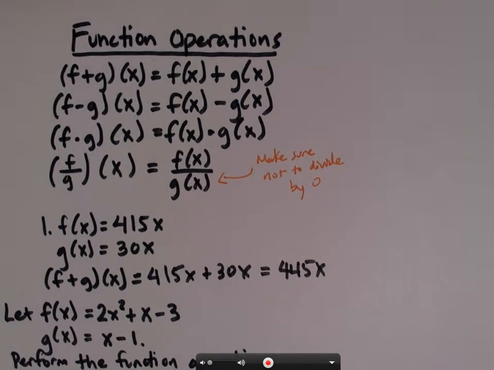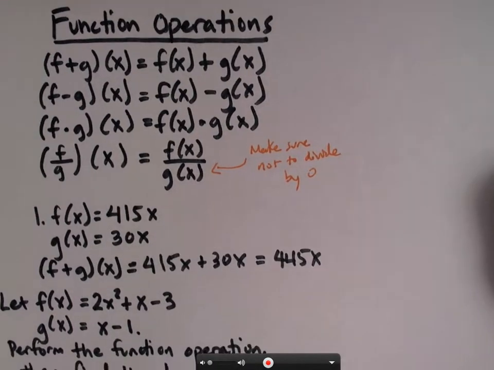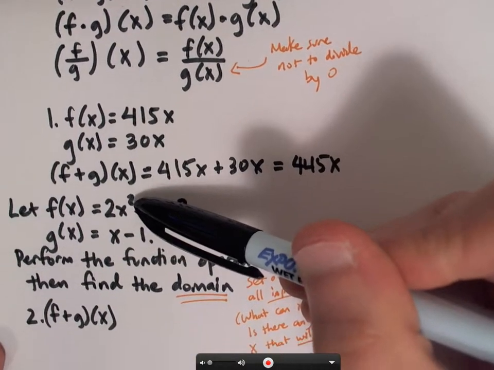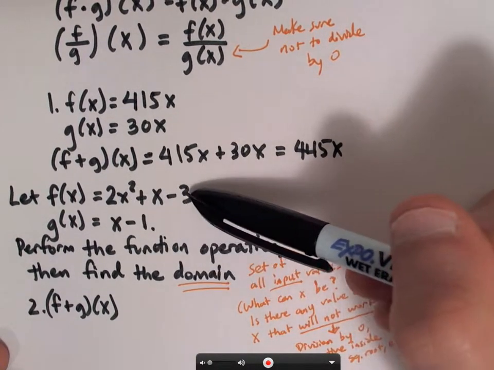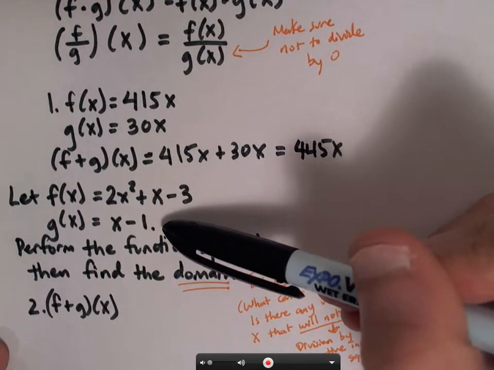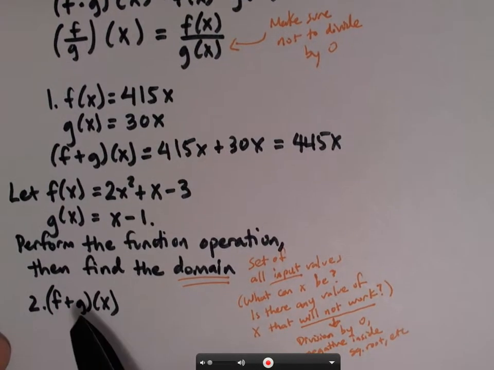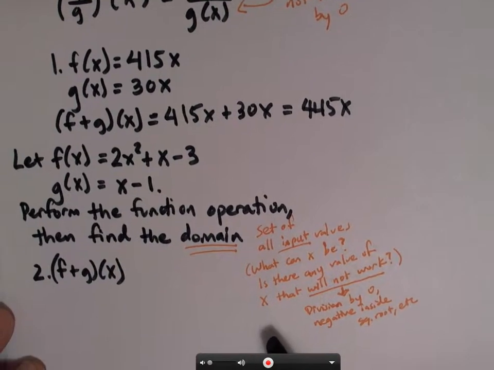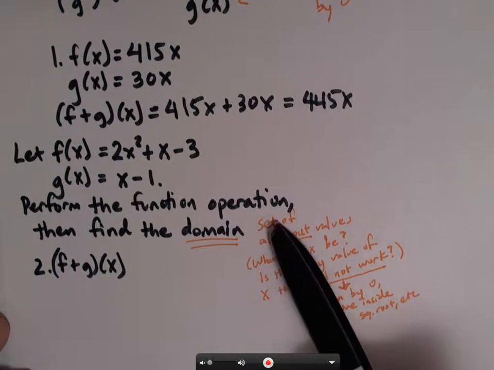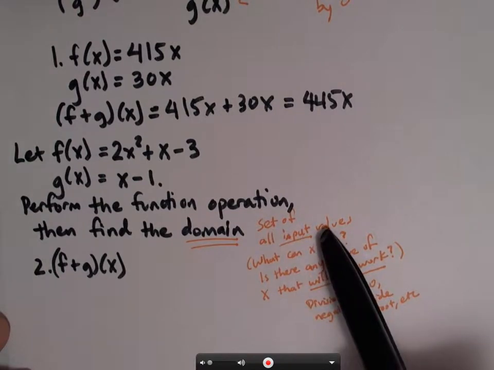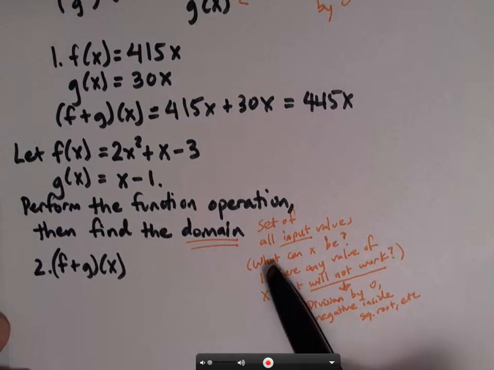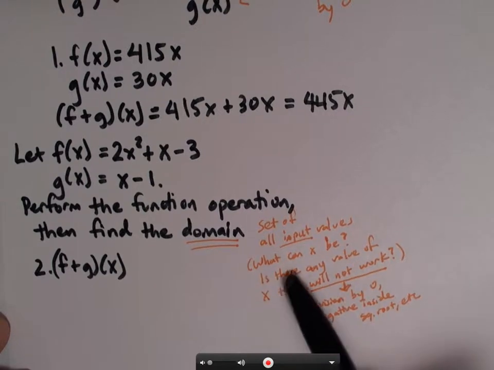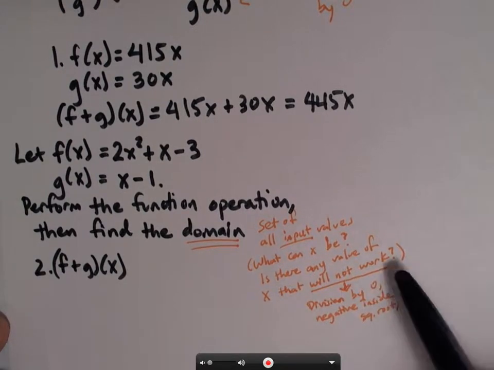Okay, so let's go ahead and try a few more practice problems. For the next couple of problems, let f of x equal 2x squared plus x minus 3, g of x equal x minus 1. Let's perform the function operation, then find the domain. And the domain, again, is our set of all input values. Remember, the range is output. Domain is input. That is, what can x be? Is there any value of x that will not work?